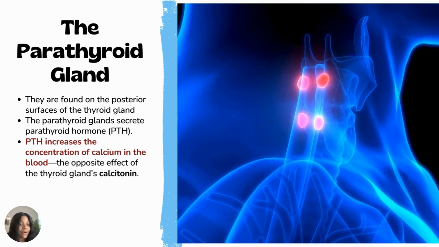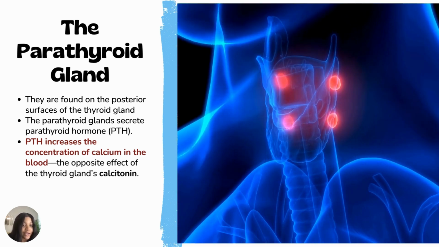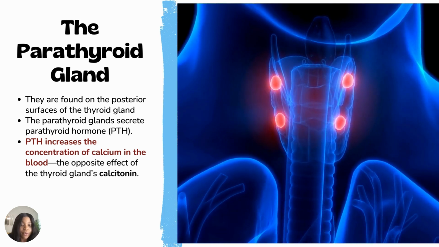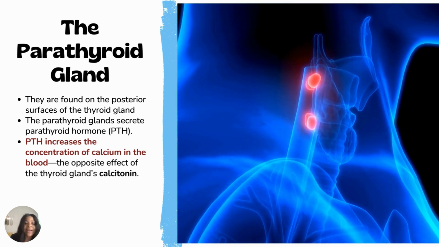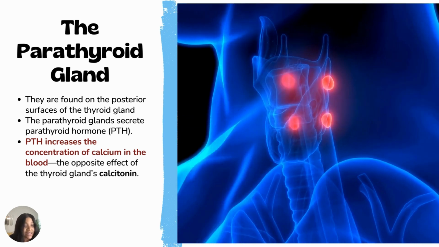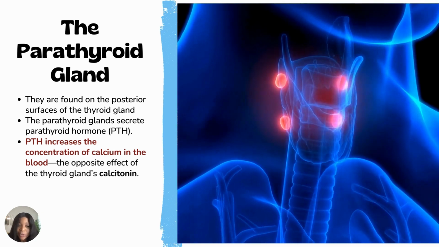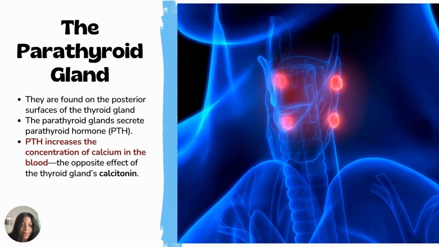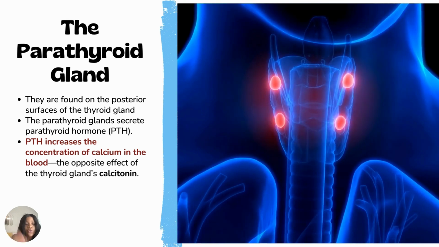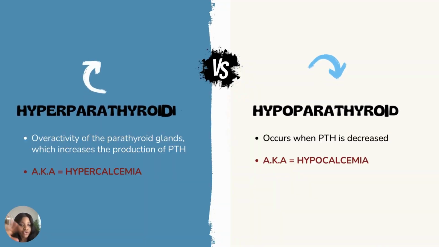Now, what does your parathyroid hormone do? It increases the amount of calcium that you have in your blood. So it is pretty much responsible for making sure that your calcium level and production is on point. It's the opposite of what your calcitonin does. Your calcitonin is secreted by the thyroid gland, and it decreases calcium level. But your PTH, which is your parathyroid hormone, which is what we're focusing on today, increases your calcium level in the system. Now, we're going to look at both extremes that we can have.